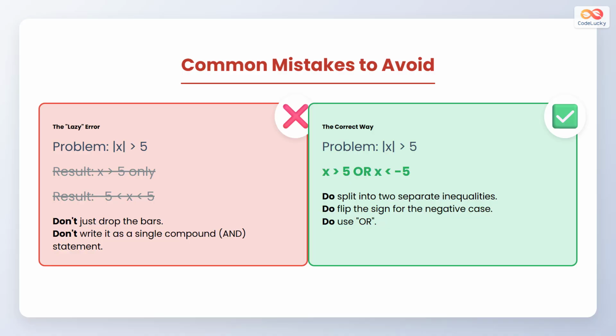Be careful to avoid common mistakes. The most frequent error is just dropping the absolute value bars without creating the second negative case. Another error is writing the answer as a single combined statement like -5 is less than x, which is less than 5. That format is for less than problems. Remember, for greater than problems, you must have 2 separate parts joined by OR.